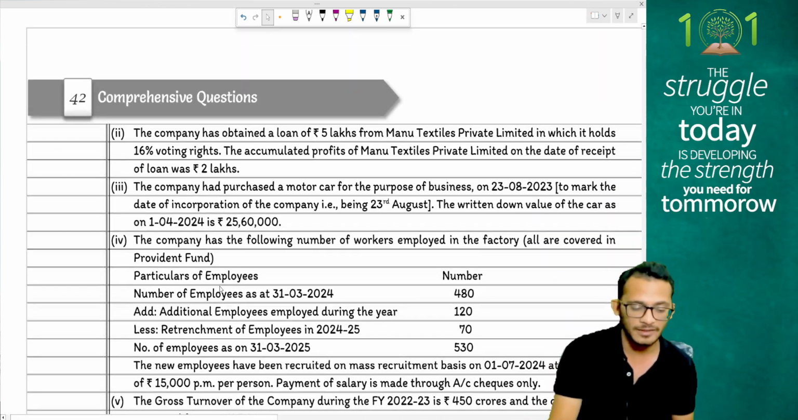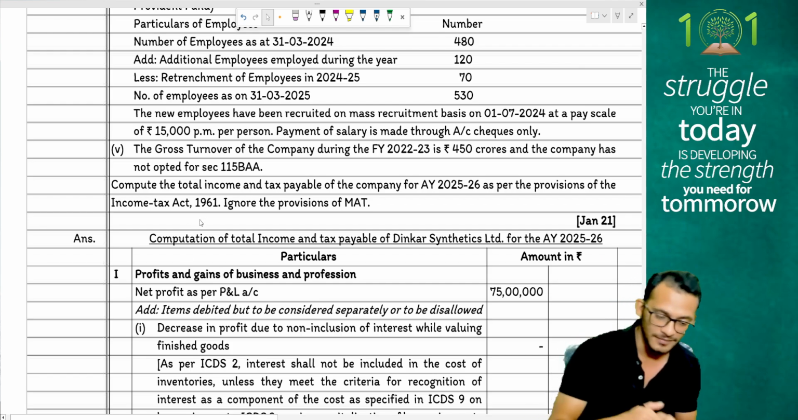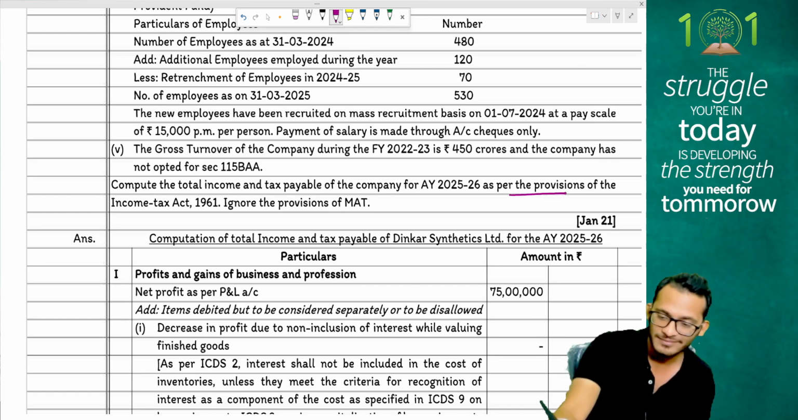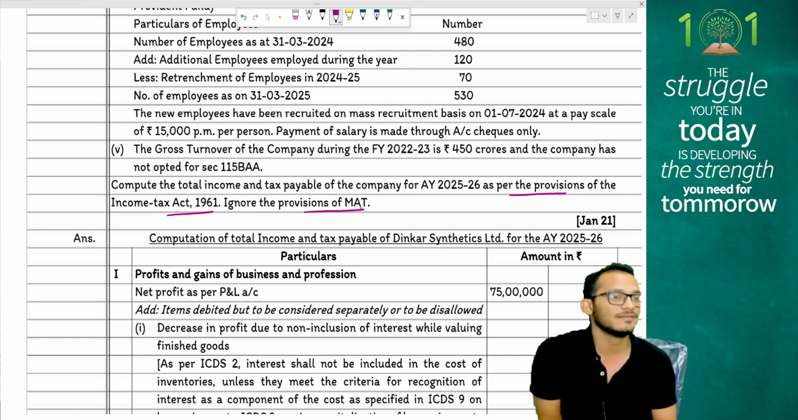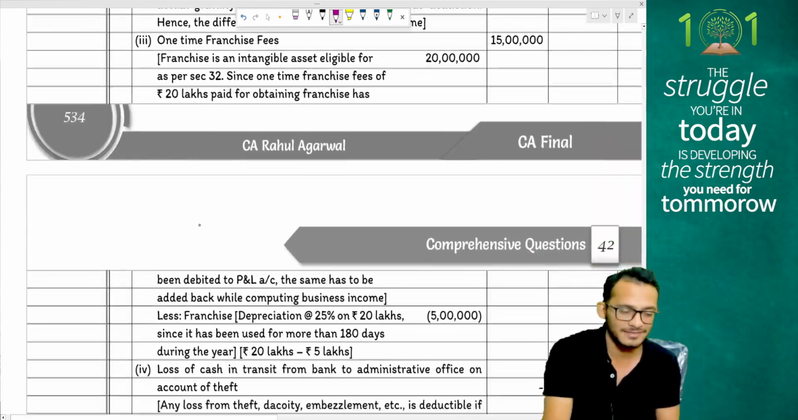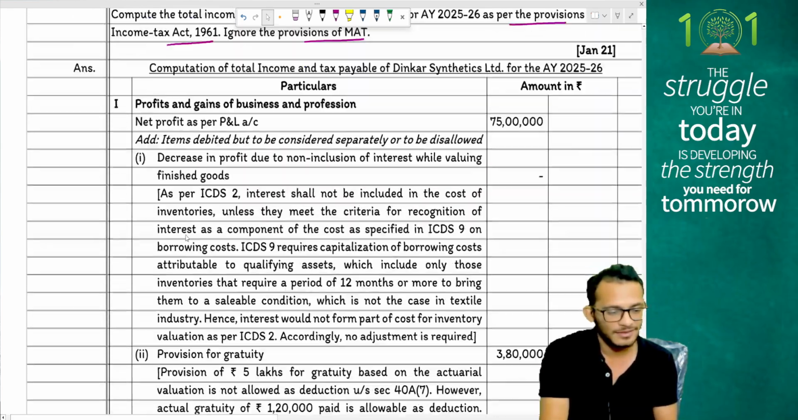But the only thing which I remember in this question is that they want you to do tax payable as per the provisions of the act, ignoring the provisions of MAT. Now I don't know what this means. Do they want special or normal is a question to be looked into. They have luckily only done normal, so we are safe.